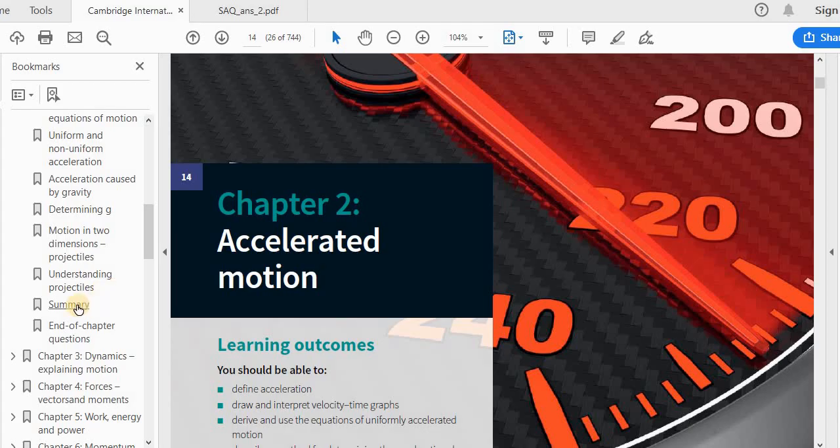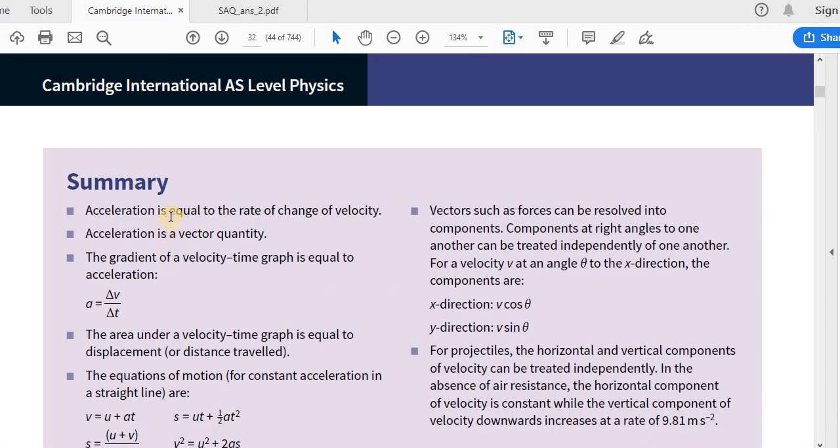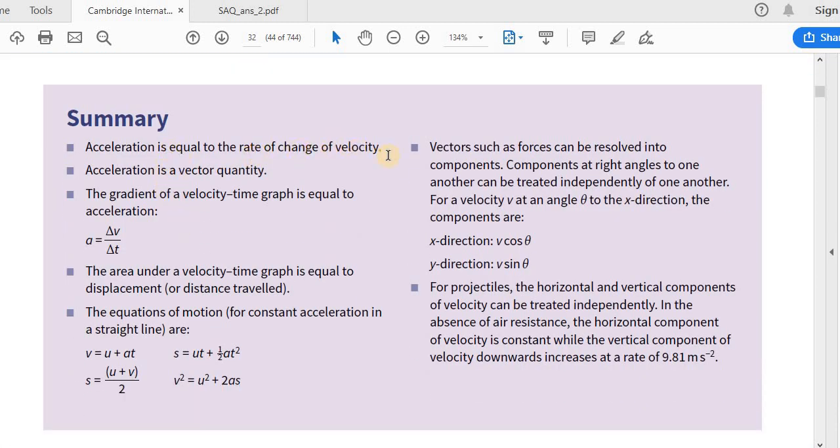And finally we have the summary. Let's go through the summary also, so that you have a better understanding of what topics you will be covering in this chapter. Acceleration is equal to the rate of change of velocity. This is the definition. In paper 2, they can ask you to state the definitions. That's why I have said several times, whatever is in the green boxes in this book is very important.